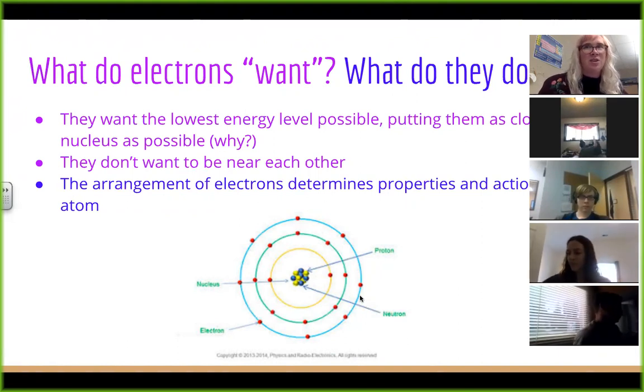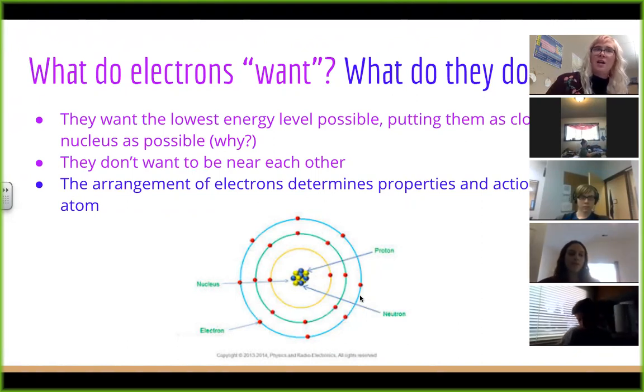However, they don't want to be near other electrons, right? They are negative charge. Other electrons are a negative charge. They want to get as close to the protons as possible without being near other electrons. As you can imagine, kind of a difficult thing to do, right?